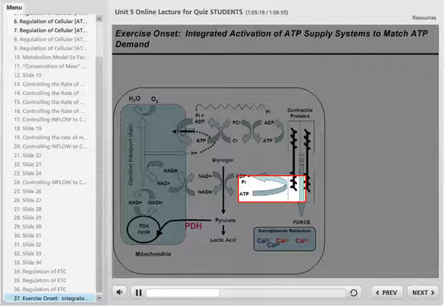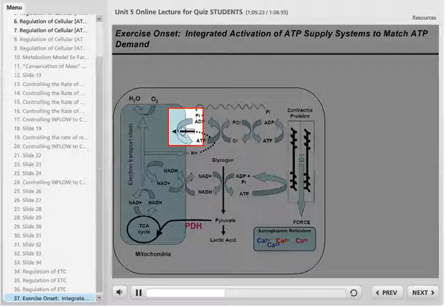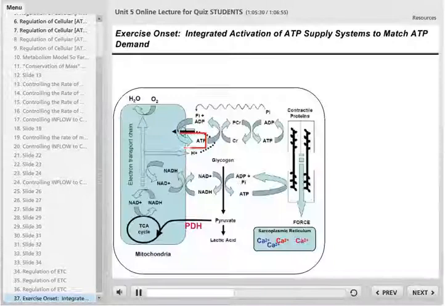And then here in the mitochondria, we have the hydrogen ion flowing back through the ATP synthase, which creates ATP. And here is inflow number 3.